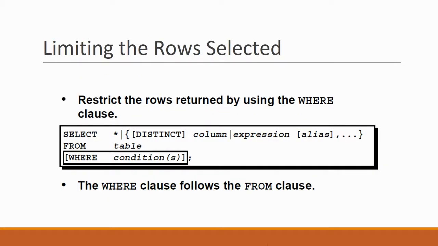You can restrict the rows returned from the query by using the where clause. A where clause contains a condition that must be met, and it directly follows the from clause. If the condition is true, the row meeting the condition is returned. In the syntax, where restricts the query to rows that meet a condition. Condition is composed of column names, expressions, constants, and a comparison operator.